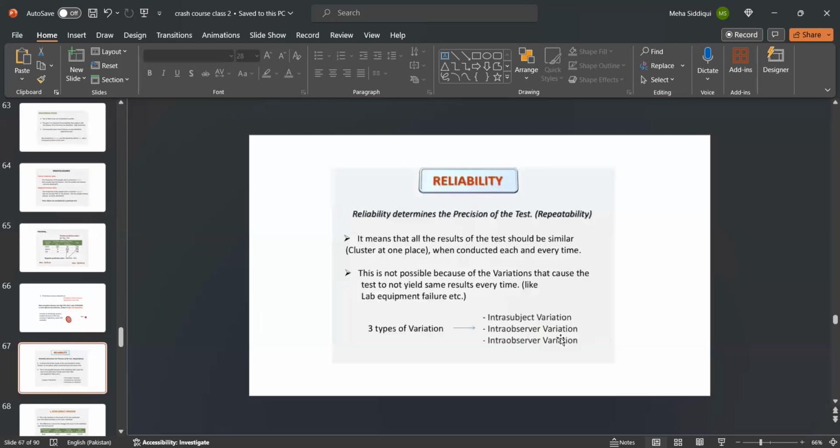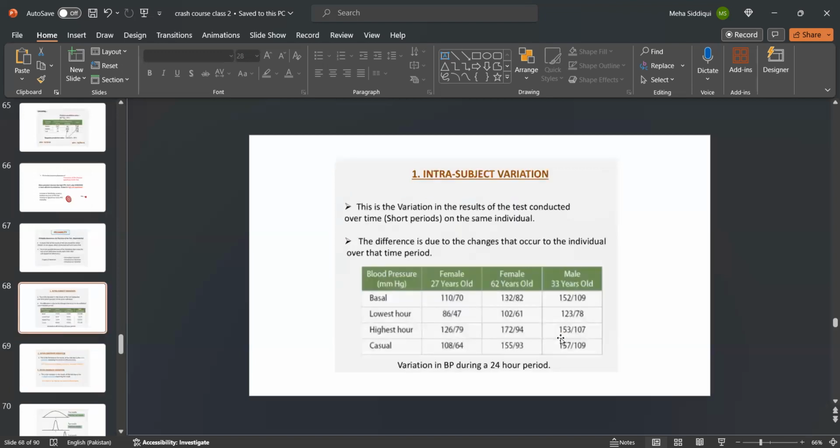Then comes reliability. Reliability determines the precision of tests, that is, repeatability. It means that all the results of the test should be similar and cluster at one point when conducted every time. This is not possible because of variation that causes a test to not yield the same results every time, as there are three types of variation: intra-subject variation, intra-observer variation, and inter-observer variation.